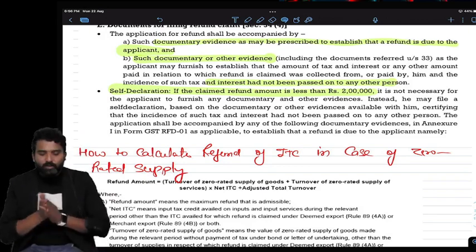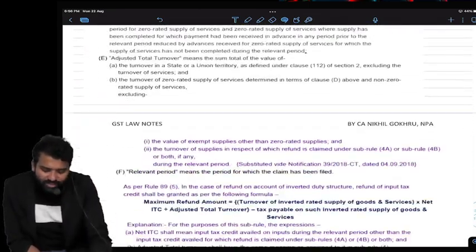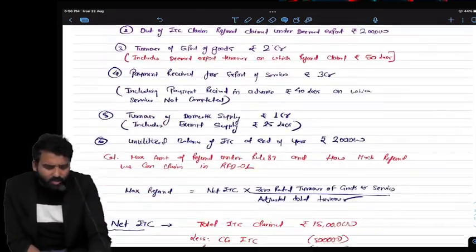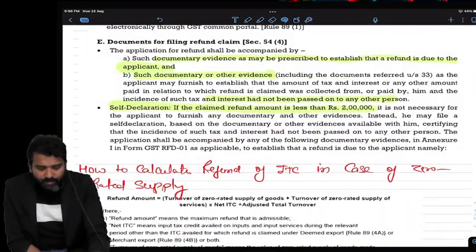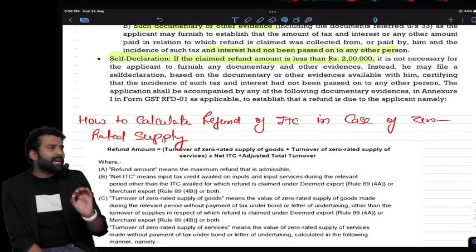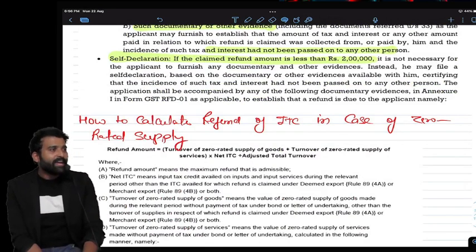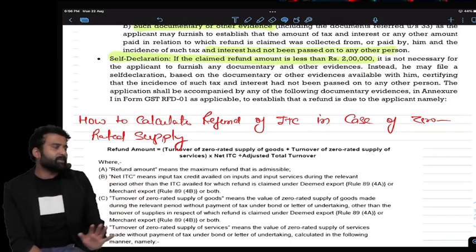Okay, now the point is, one more thing, it's a very small thing, I think it was covered in the notes, or maybe not, very small thing. The minimum claim for refund should not be less than 1000 rupees. This is important. If you are claiming a refund and the amount of refund is less than 1000, you are not eligible for refund.